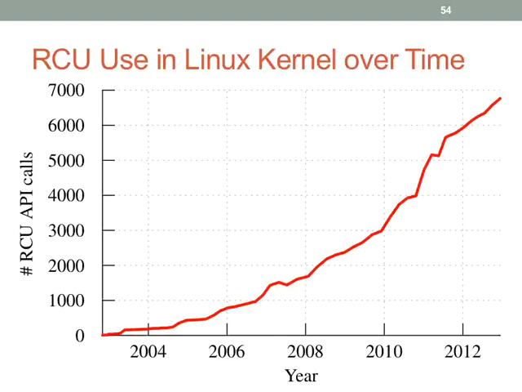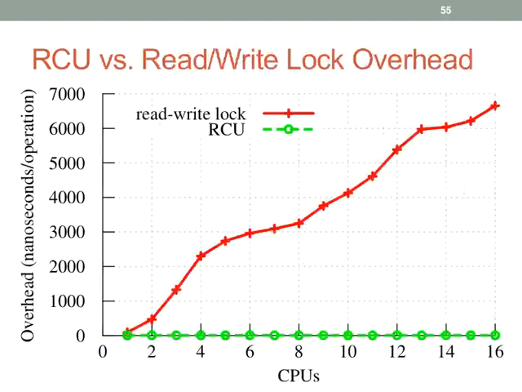RCU use in Linux is skyrocketing. The kernel is using it more and more, and it's getting faster and faster. This is the other one that I really like to show, where up and to the right is not always good in computer science. It's really good in business, but in this case, you can see RCU versus read-write lock overhead as the number of CPUs increases. You can see how much read-write locks slow down as you increase the number of CPUs and the coordination costs go up. RCU basically remains flat.